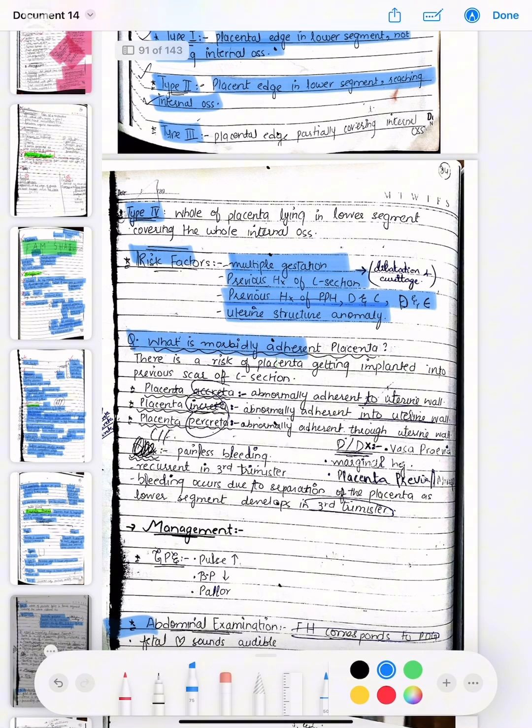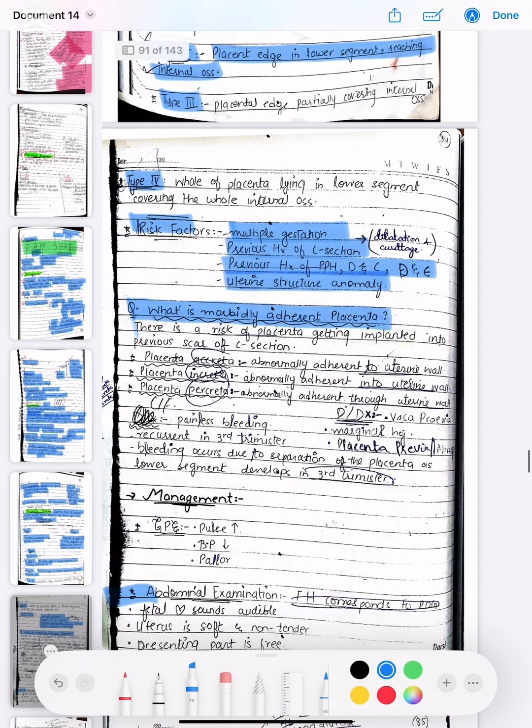Now, what is morbidly adherent placenta? There is a risk of the placenta getting implanted into a previous scar of C-section. We have placenta accreta, which is abnormally adherent to the uterine wall, then placenta increta, which is abnormally adherent into the uterine wall, and placenta percreta, which is abnormally adherent through the uterine wall.